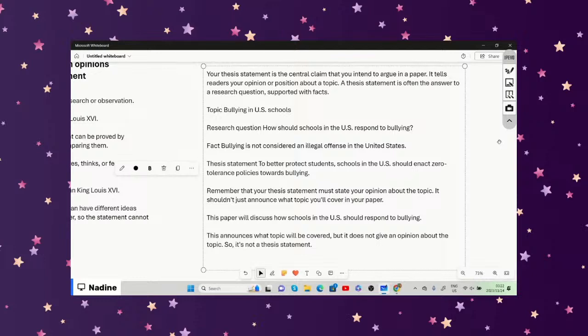So when it comes to your thesis statement, right, to better protect the student, the schools in the US should enact zero tolerance policies towards bullying.